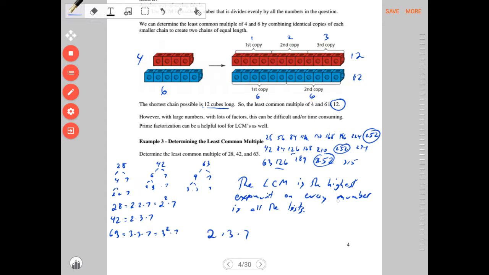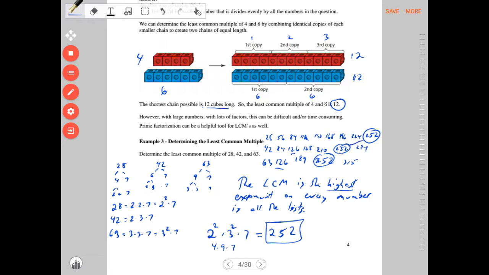And now we need the highest exponent. 2 has a highest exponent of 2, so 2 squared. The highest exponent of the 3 is also squared. And then the 7 is just 7 to the 1, so that's as good as we can get. So if we multiply this, 2 squared is 4, 3 squared is 9, and times 7, if we multiply all those, we get 252.